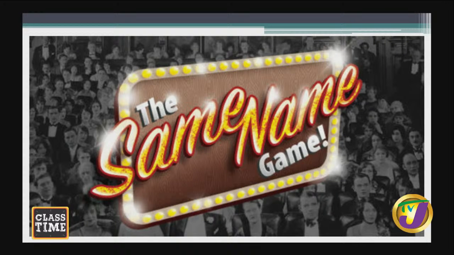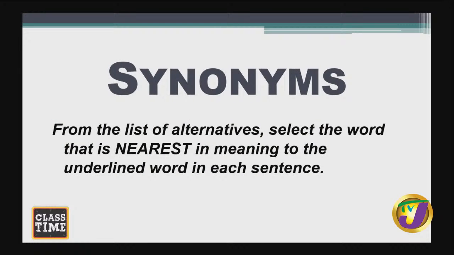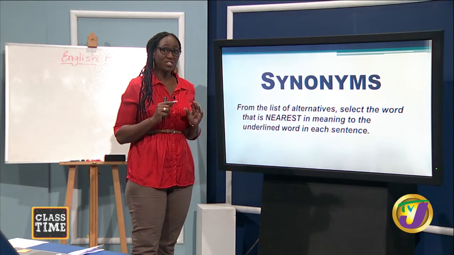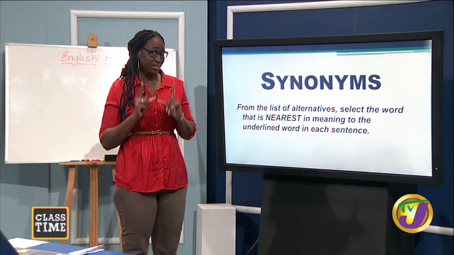So, the same name game. And of course, if it has the same name, then we're looking at synonyms. Now here are your instructions, and these are the same instructions you're likely to see on the paper. From the list of alternatives, select the word that is nearest in meaning to the underlined word in each sentence. Now something you need to remember, you're looking for the word that is closest in meaning. However, the word should also fit into the context of the sentence.